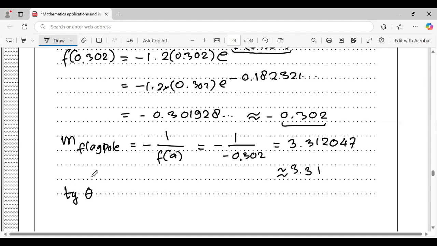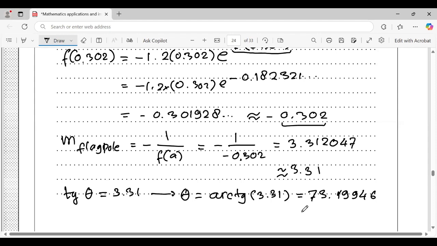Tangent theta equals the gradient, because gradient is tangent. So we can determine theta equals arctangent of 3.31, and it is 73.19946, or 73.2 degrees.